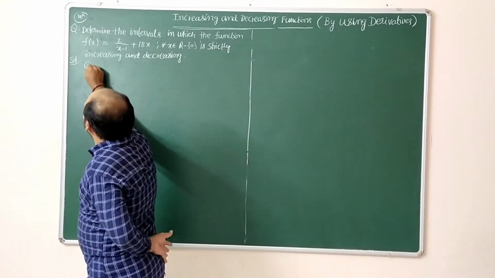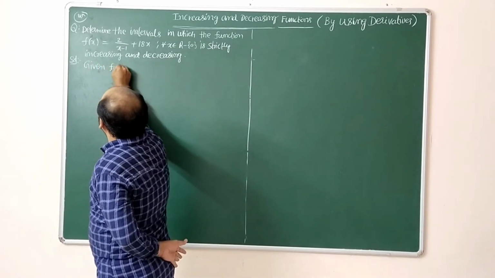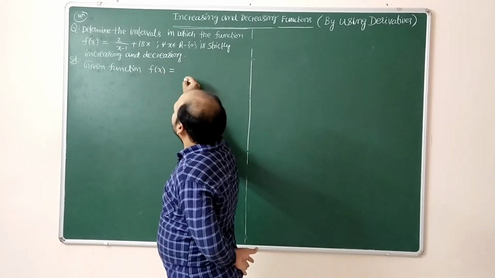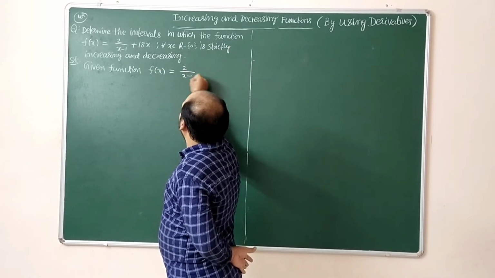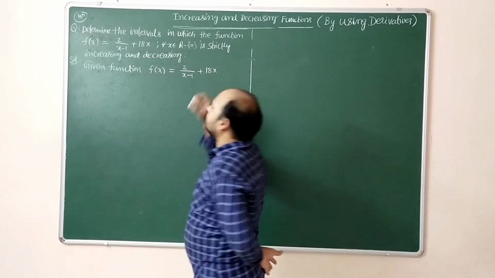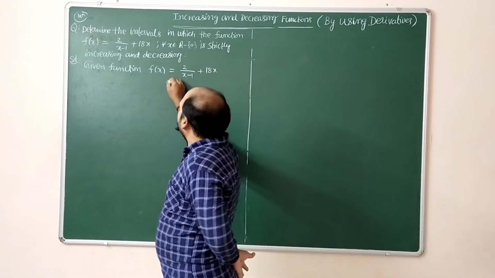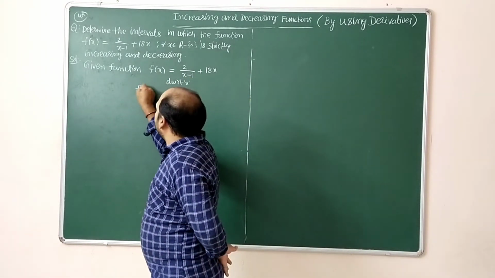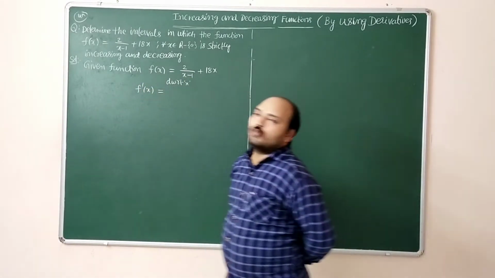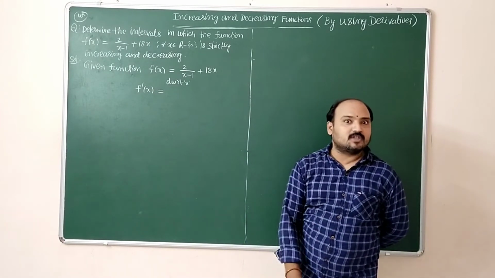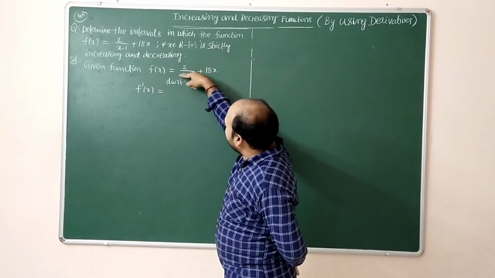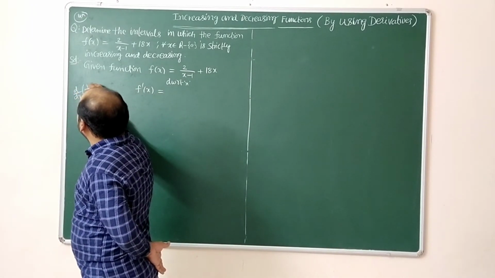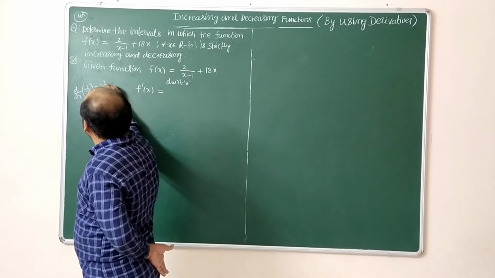So first, given function f of x is equal to 2 by x minus 1 plus 18x. Differentiate with respect to x. F of x derivative is f dash of x. What is d by dx of 1 by x? Minus 1 by x squared. See here, 1 by x minus 1 is there. You have to know about the derivatives of the reciprocal function. d by dx of 1 by x is minus 1 by x squared.